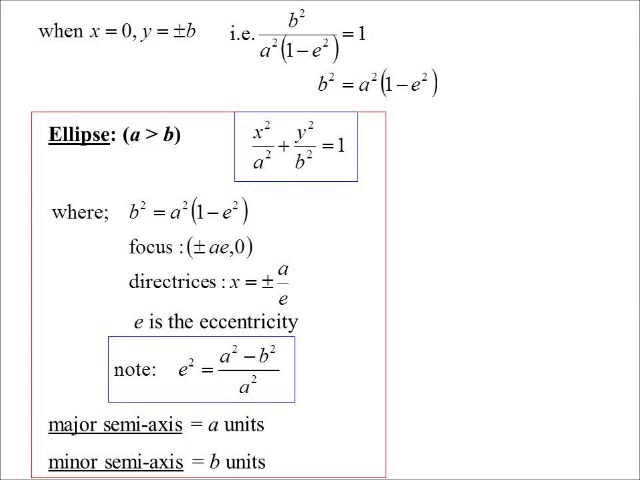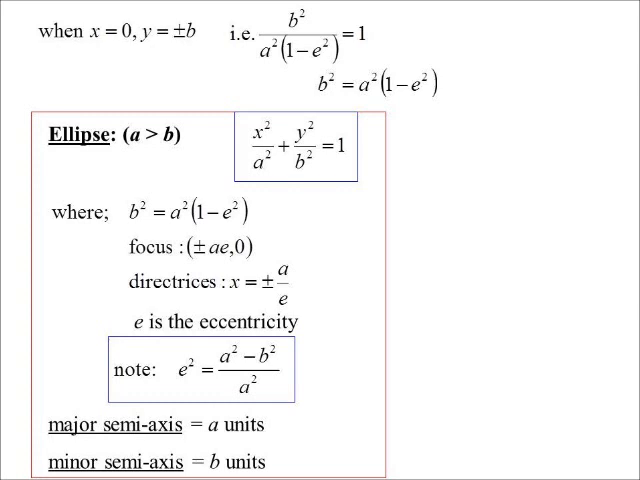Now, notice there I've put a greater than b. So we're talking about one where the foci are on the x-axis, so it would be elongated along the x-axis. So we know b squared is equal to a squared (1 minus e squared). Focus is (ae, 0). Directrix is x equals plus or minus a on e. So all these little formulas are going to be handy, because that's the sort of thing they're going to ask us. They're going to give us an equation of an ellipse and say, what is the focus? What is the directrix? Etc., etc.